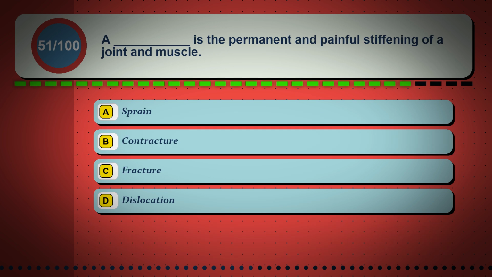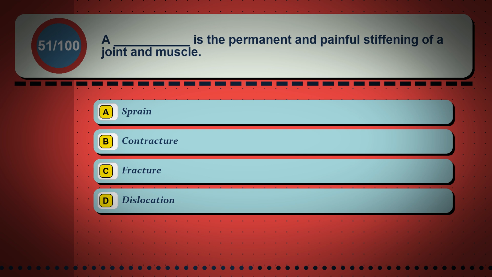Question 51. A blank is the permanent and painful stiffening of a joint and muscle. Option A, a sprain. Option B, a contracture. Option C, fracture. Option D, dislocation.